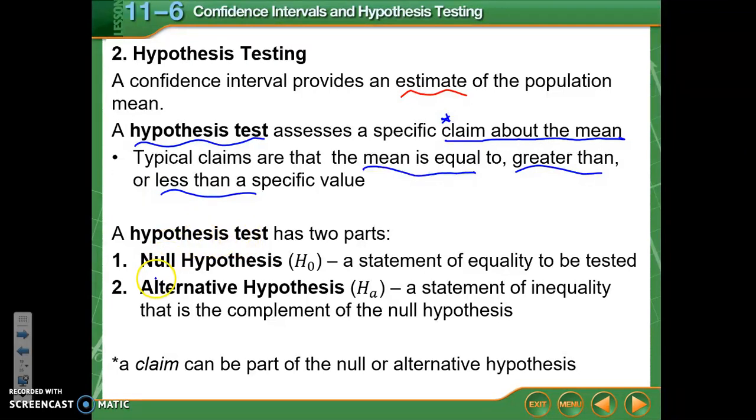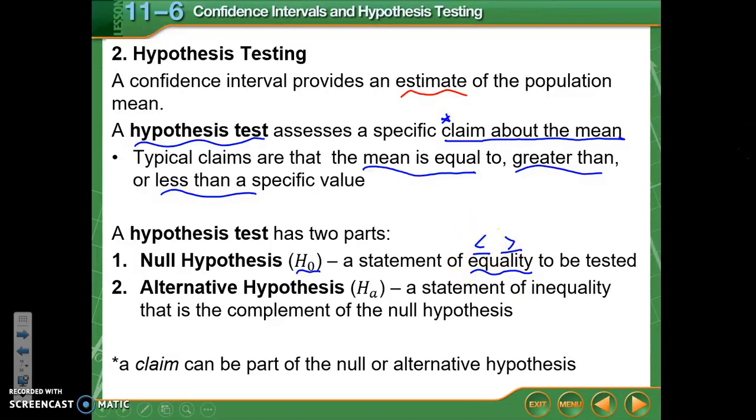It has something called a null hypothesis, which we describe with H sub 0 or H naught. It's a statement of equality to be tested. So the null hypothesis always has to have an equal in it. Either it's an equal sign or less than or equal to, greater than or equal to. So wherever the equals is always going to be the null hypothesis.